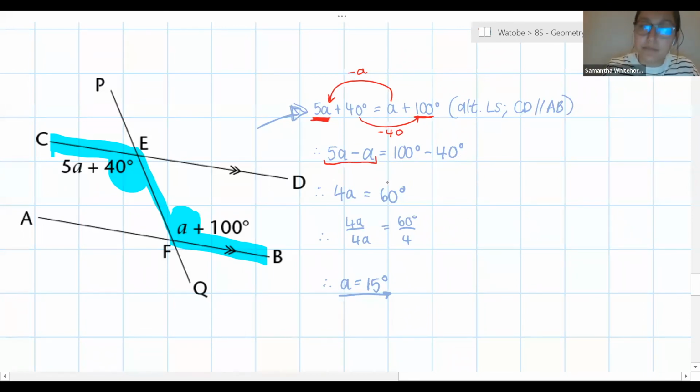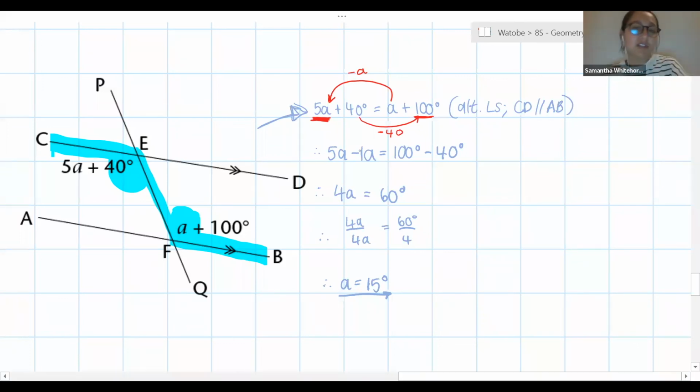Sorry, A has an invisible one next to it. Yes, exactly. So if we want, you can write it like that. Thank you, ma'am. Does that make more sense now why it's 4A? Yes, ma'am. Excellent. Well done.